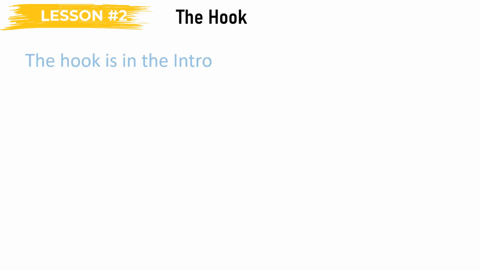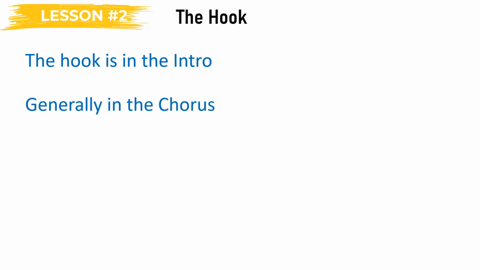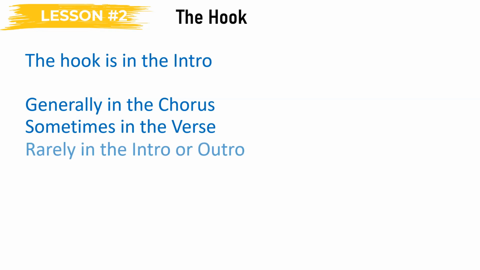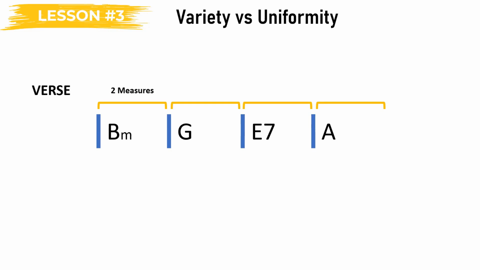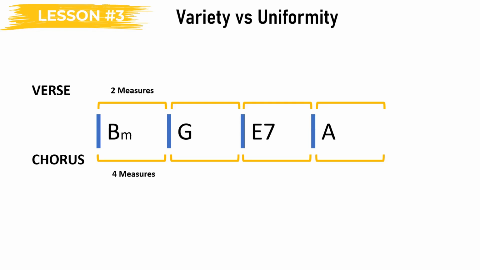The hook. Generally, it's in the chorus, sometimes in the verse, more rarely in the intro or in the outro. Variety versus uniformity. The chords in the chorus are doubled compared to the intro. They add a certain variety to the song without compromising the uniformity. And that sounds great.